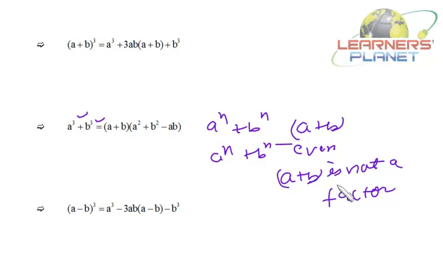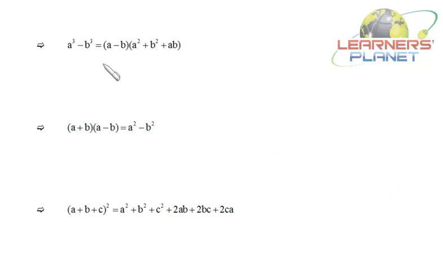Now let's see, (a-b)^3 = a^3 - b^3 - 3ab(a-b). Okay friends, let's see more concepts. Here a^3 - b^3 = (a-b)(a^2 + b^2 + ab). That means a-b is a factor of a^3 - b^3.